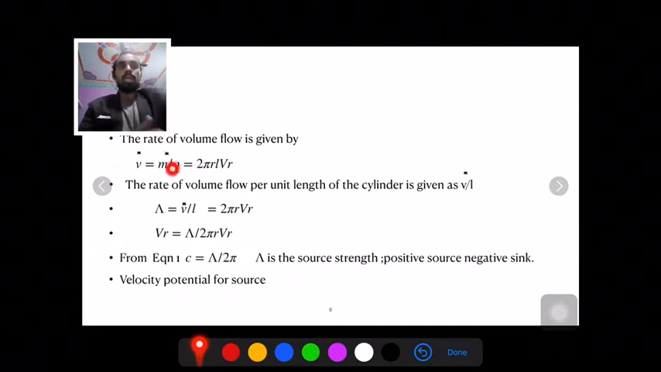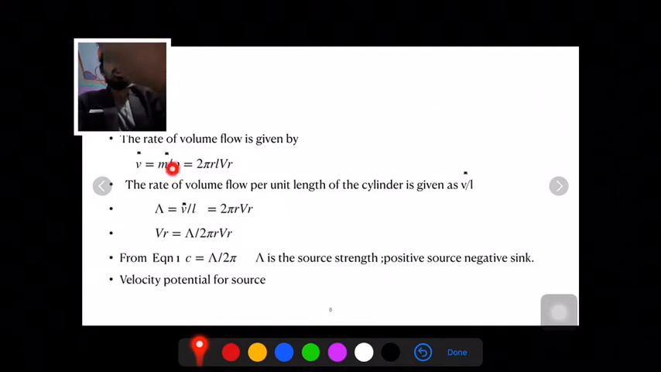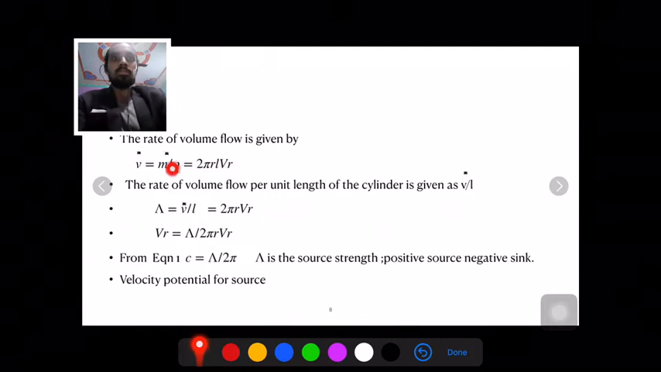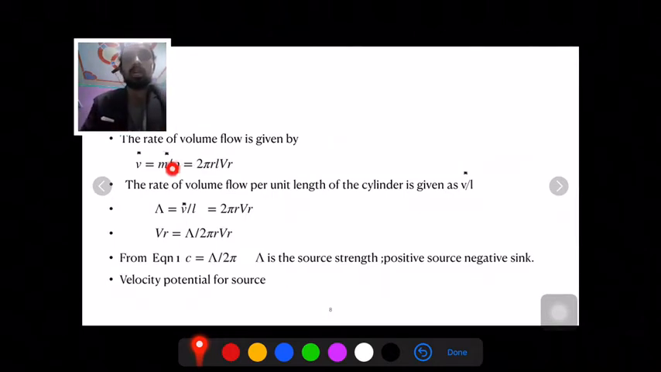Now again we are going to find the velocity potential and the stream function. For the velocity potential, we have two components of velocity. I told you v theta is equal to 0. So VR is nothing but ∂φ/∂r, and if you do ∂φ/∂r of this, you basically get lambda by 2 pi r. For (1/r) ∂φ/∂θ, v theta is equal to 0, so you don't have to worry about that because it's 0.